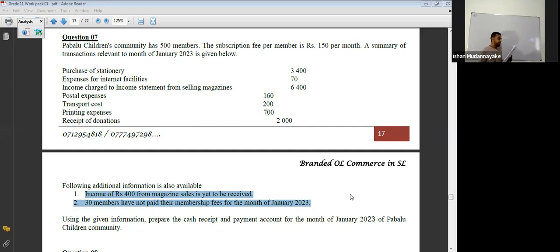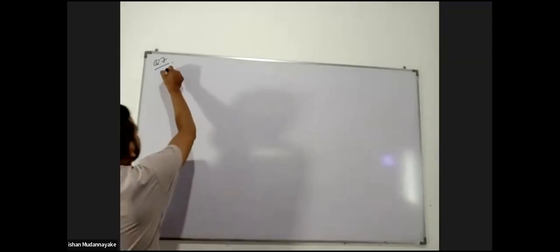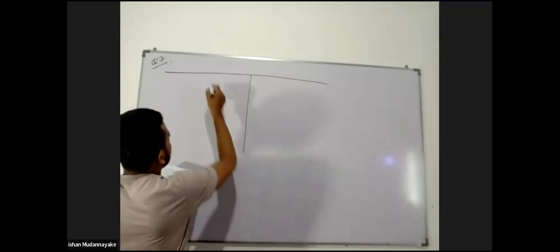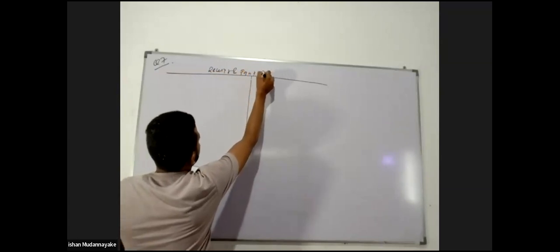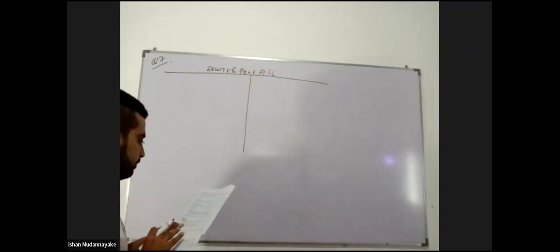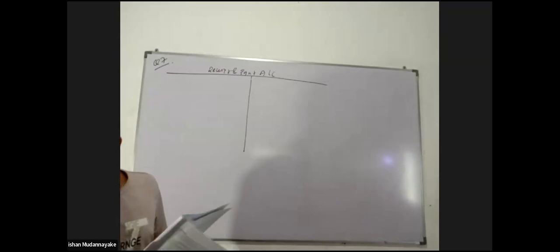Second one, 30 members have not paid their membership fee for the month of January 2023. Then here, you will have a cash receipt and payment account for the month of January 2023. Question number 7. Receipt and payment account. Now I look at the question.